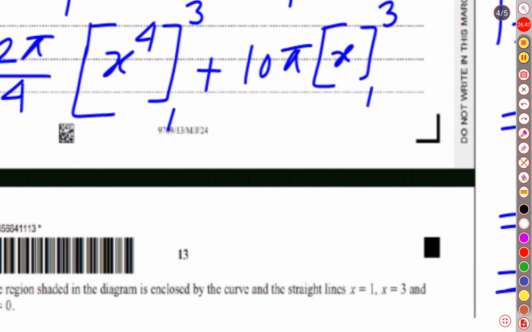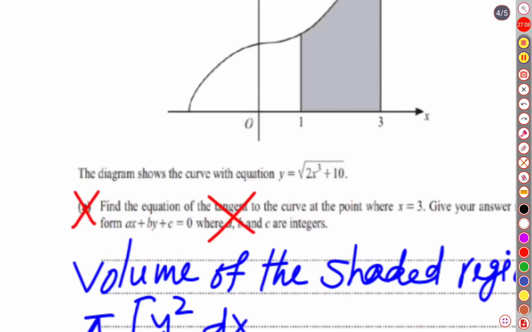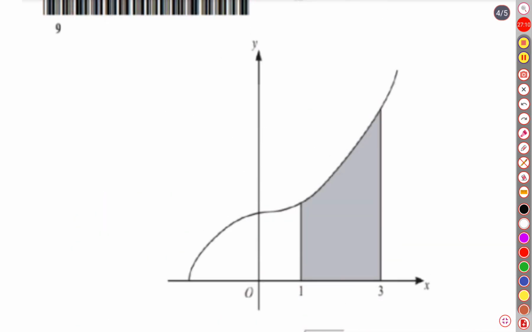This question has been chosen from paper 9709. Look at this, 9709 slash 13 major 24, means it's an A level question paper, a pure mathematics one. So the code is 9709 slash 13, and the number of the question is question number 9. The question number 9, we are going to solve this.